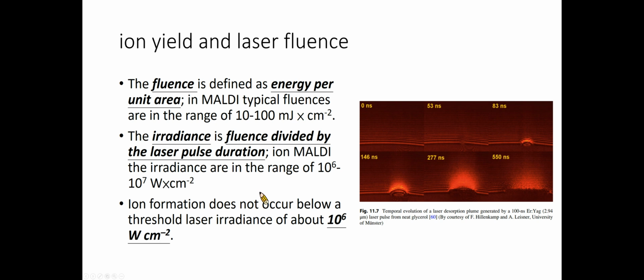watts per square centimeter. As a rule of thumb, ion formation does not occur below a laser irradiance threshold of about 1 million watts per square centimeter. At threshold, a sharp onset of desorption or ionization occurs and ion abundance is raised to a high power of laser irradiance. The threshold laser fluence for the detection of matrix and analyte ions not only depends on the actual matrix, but also on the molar matrix to analyte ratio.